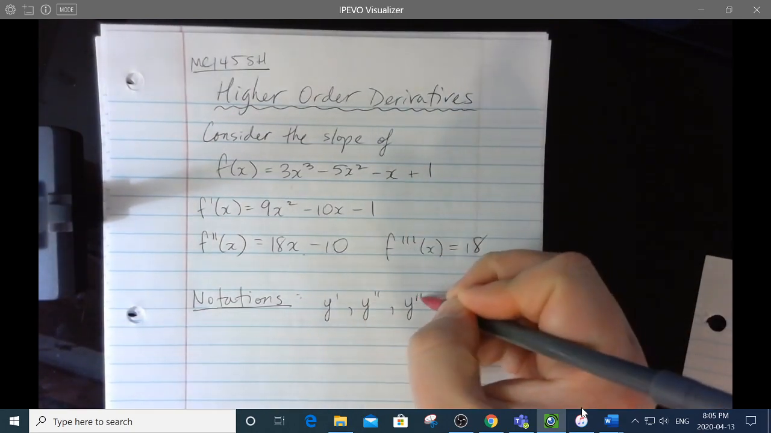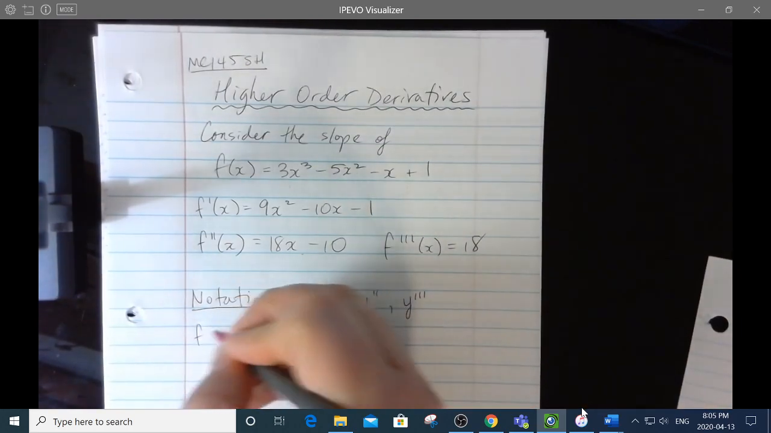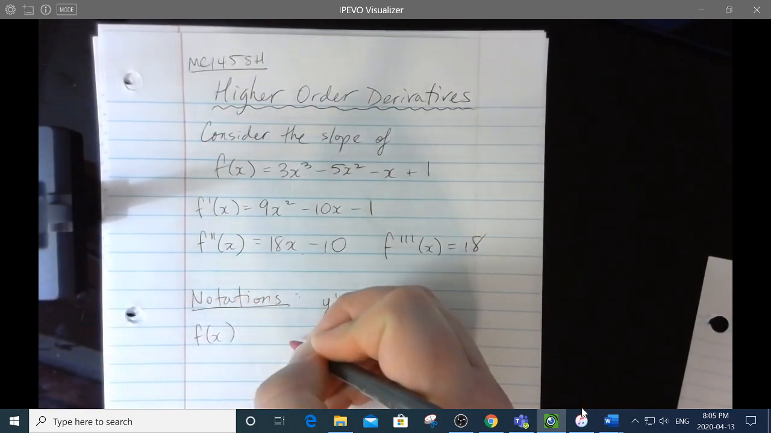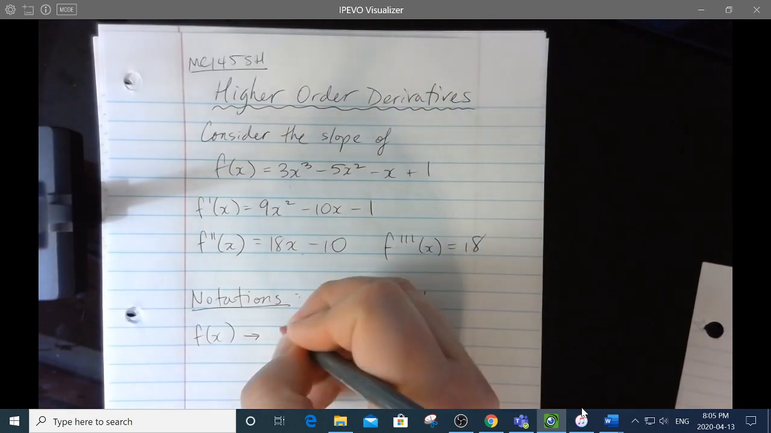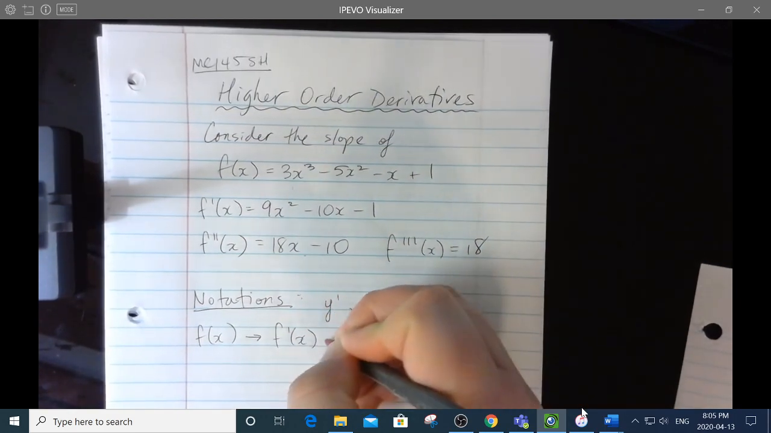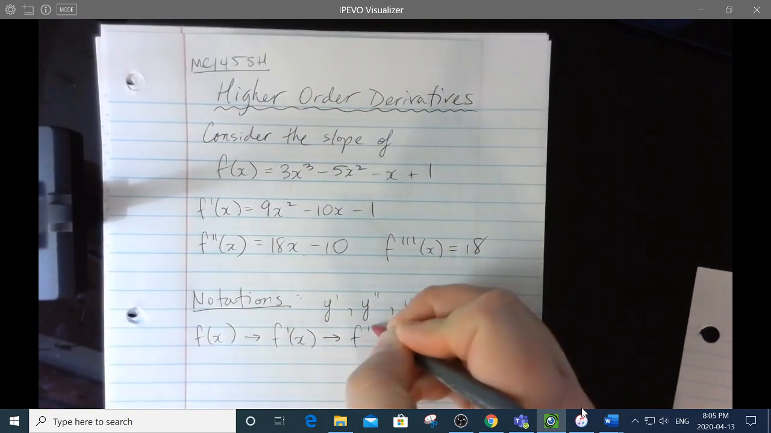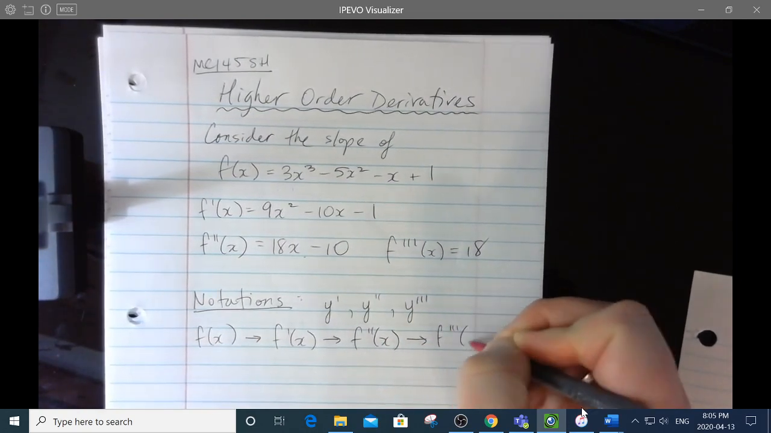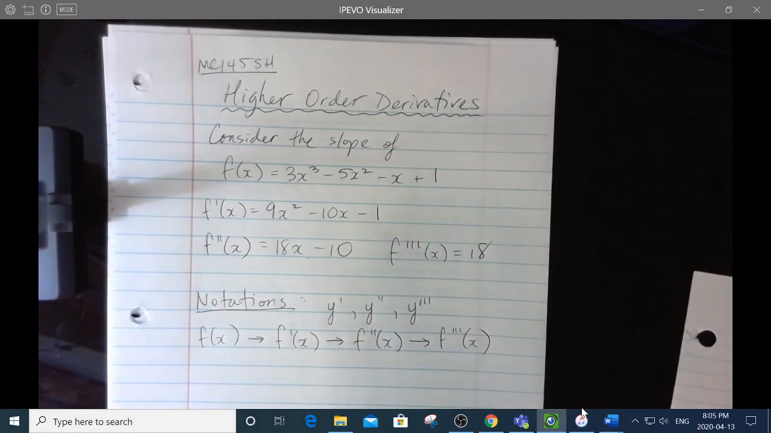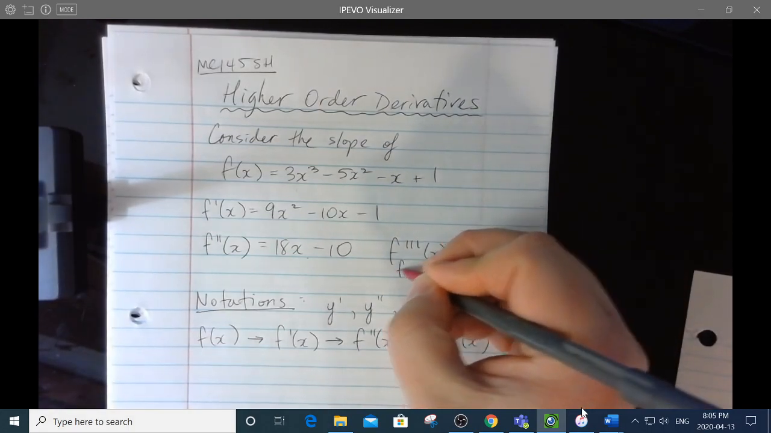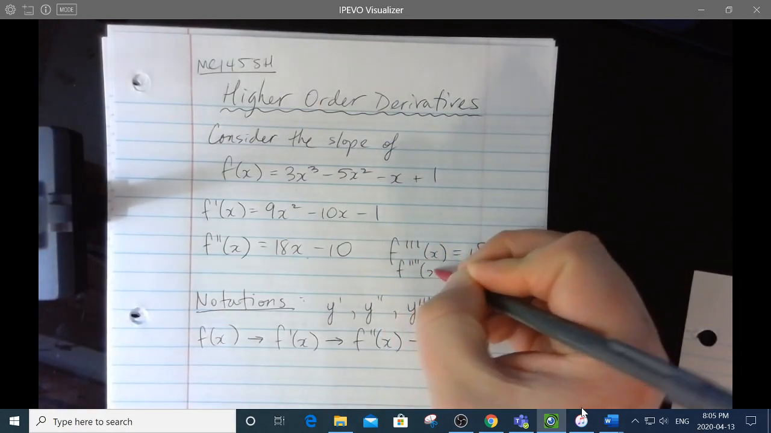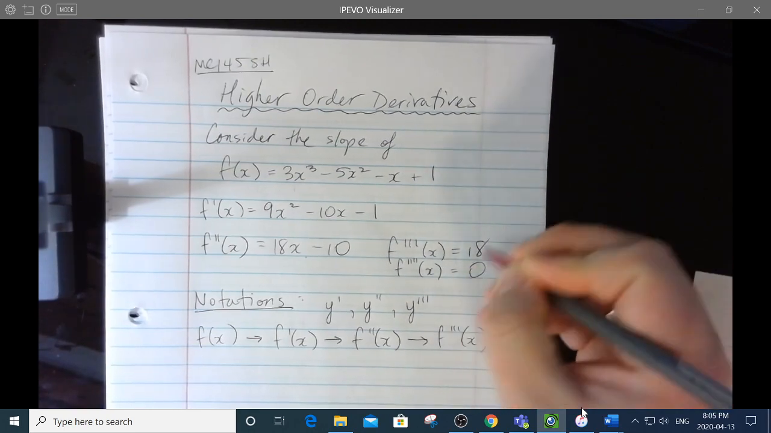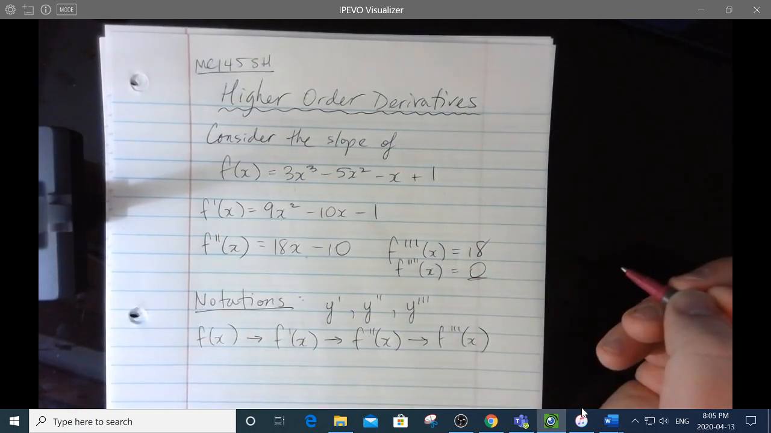And then, of course, in function notation, it's the same thing. The original function is this, and then when you do the derivative of it, you get f prime of x, and when you do the derivative of that, you get f double prime of x, and so on, until you run out of derivatives. I guess if you really wanted to say f prime prime prime prime of x, you'd of course get 0 because the derivative of a constant is nothing.